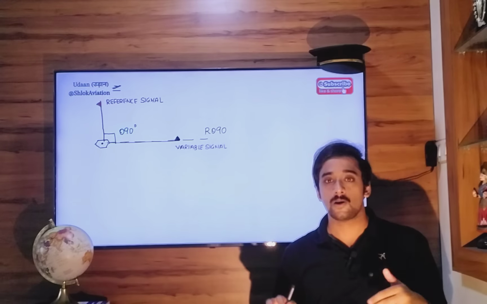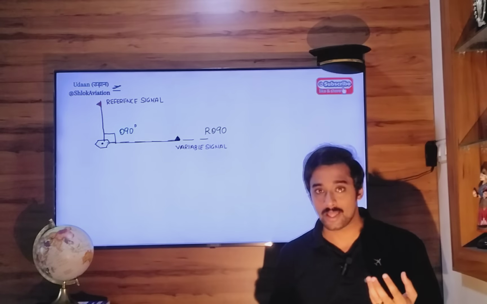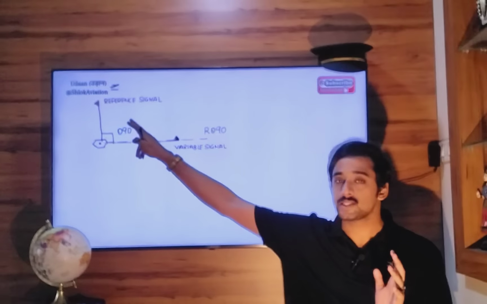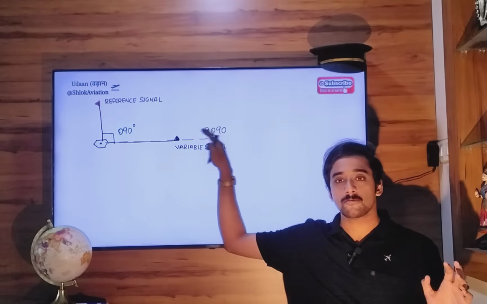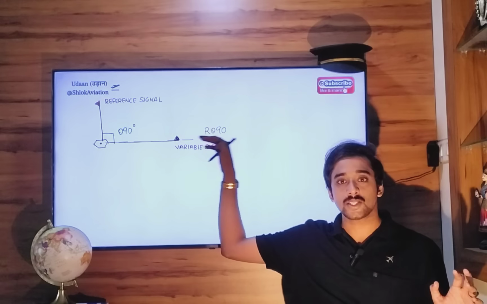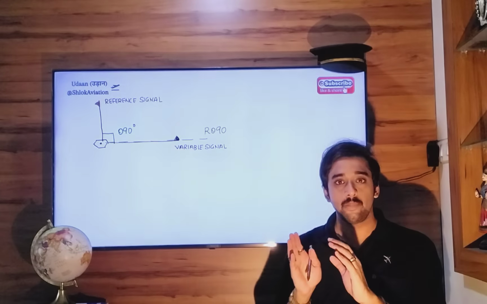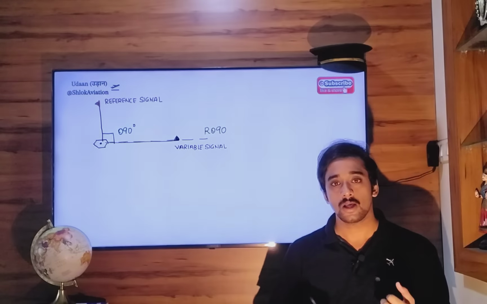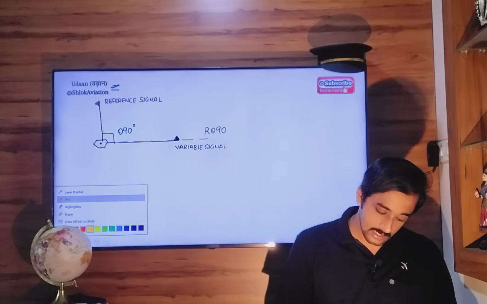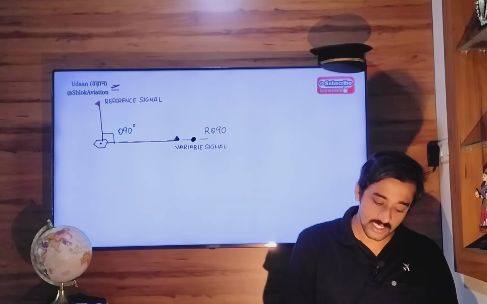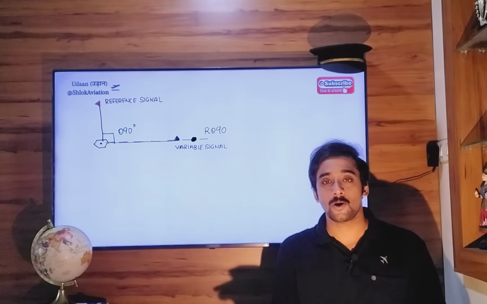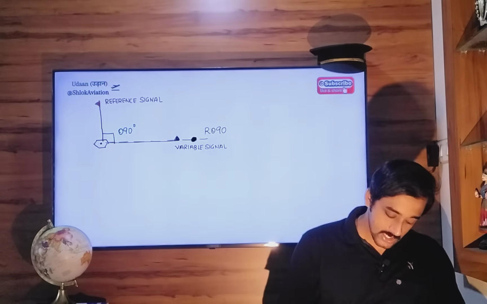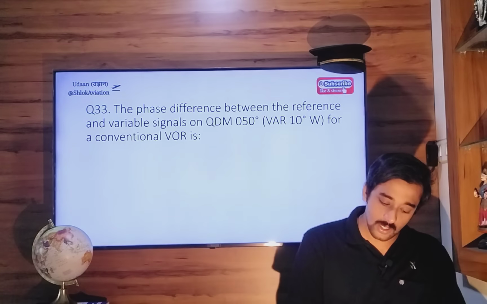Now the place where you measure the phase difference between them will be equal to the bearing from that VOR station. Here the phase difference is 090. That means this becomes bearing 090 from the VOR station. Any bearing from the VOR station is nothing but a radial, so we call this radial 090. Any aircraft which falls anywhere on this line of bearing 090 will be said to be positioned on radial 090. Now in this question, QDM is 050.